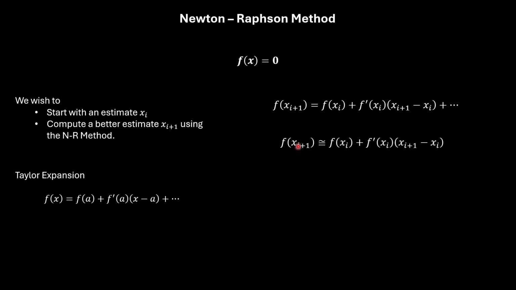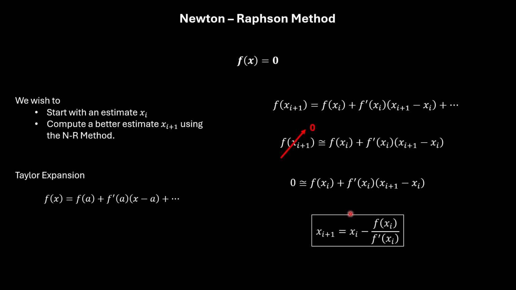Now, since xi plus 1 is a better estimate than xi, you can assume that f of xi plus 1 will be equal to 0, which results in this expression, which you can then solve for xi plus 1 to arrive at the Newton-Raphson method, which is very nice and compact, and you can code it very easily.